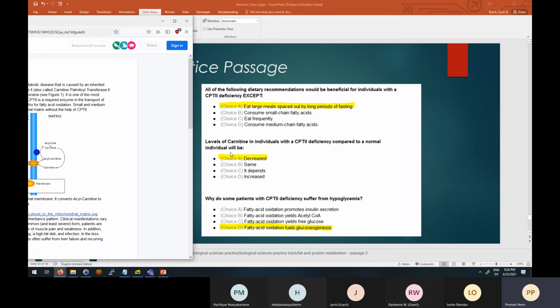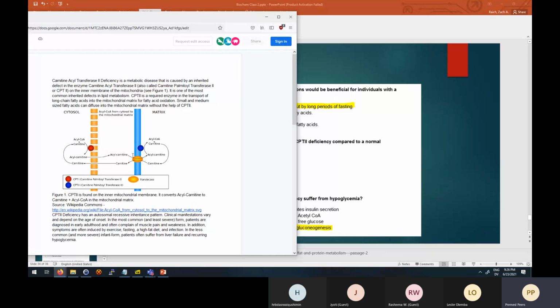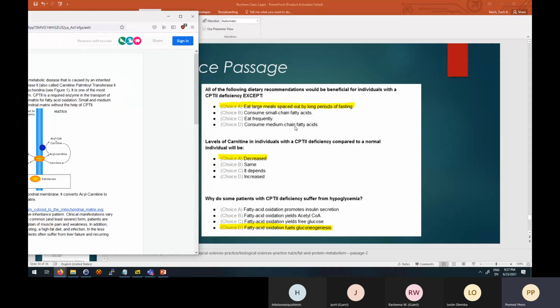Question 2, levels of carnitine in individuals with the deficiency. So CPT2 we saw is this blue one here. So it makes carnitine. So if it's deficient, then you don't make as much, so it'll be decreased.